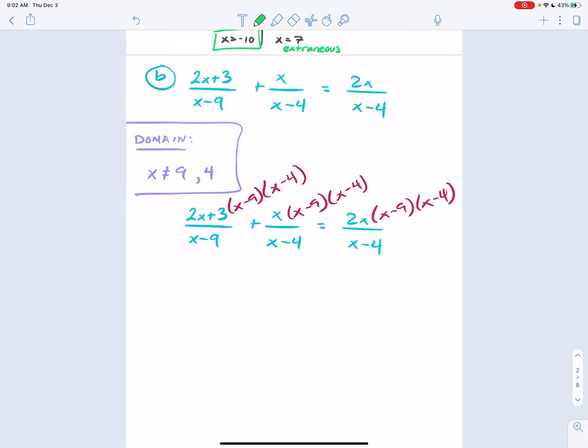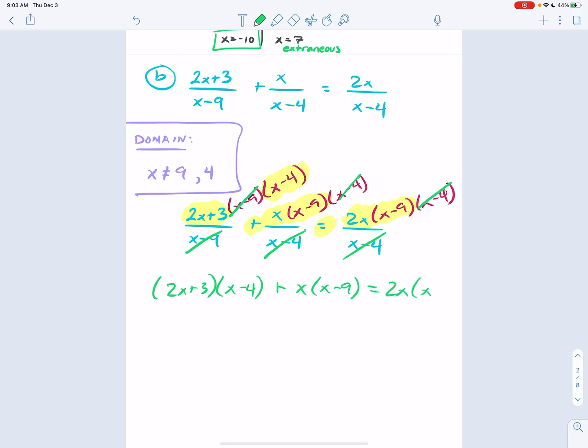Whatever you have at the top and the bottom, you can reduce out. So that reduces out. X minus 4s will reduce out here, and x minus 4s will reduce out here. I have the quantity of 2x plus 3 times x minus 4 plus x times x minus 9 equals 2x times x minus 9. Okay? Still a lot, but a lot easier to deal with. So here we go. We have 2x plus 3 times x minus 4 plus x times x minus 9 equals 2x times x minus 9.